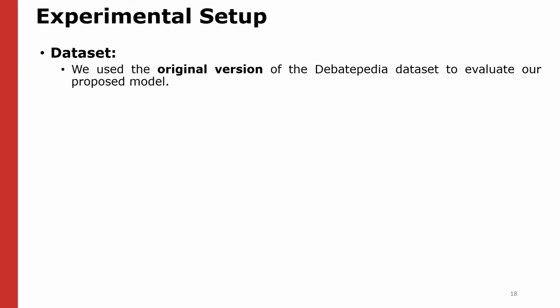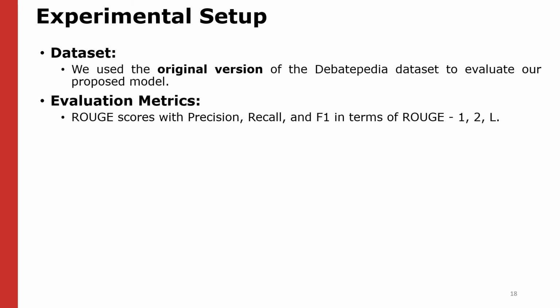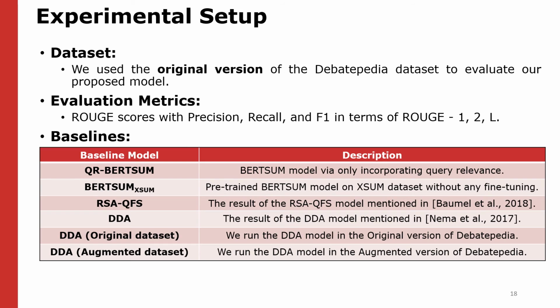For the experiment, we use the original version of the Debatepedia dataset to evaluate our model. For evaluation, we use the ROUGE-1, 2, and L scores with their precision, recall, and F1 scores. We also compare our models with several baselines. Here, the QFAS baseline was only trained end-to-end on the Debatepedia dataset without any pre-training. The ABSUM model was pre-trained on the XSUM dataset but did not leverage any fine-tuning.